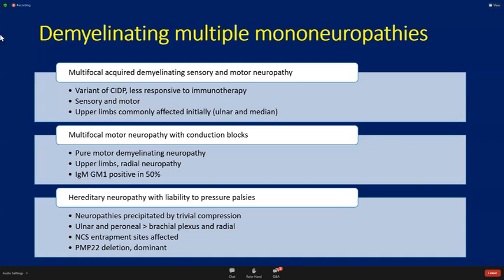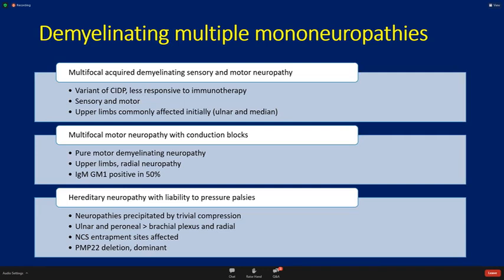There are 3 major demyelinating neuropathies which may present as mononeuropathy multiplex. MADSAM, which was discussed last time, is a variant of CIDP, which has both sensory and motor involvement. Upper limbs, particularly ulnar and median, are more affected than other nerves. It is less responsive to immunotherapy than the classical CIDP.